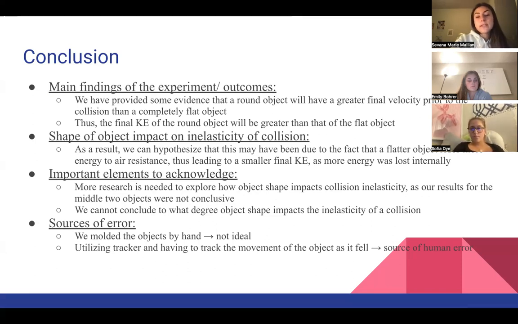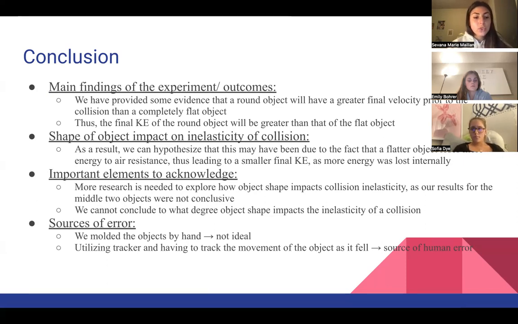And we can hypothesize that this may have been due to the fact that a flatter object loses more energy to air resistance, thus leading to a smaller final kinetic energy. And some important things to acknowledge: that more research is needed to explore exactly how object shape impacts collision inelasticity, because our results for the middle two shapes was pretty inconclusive.